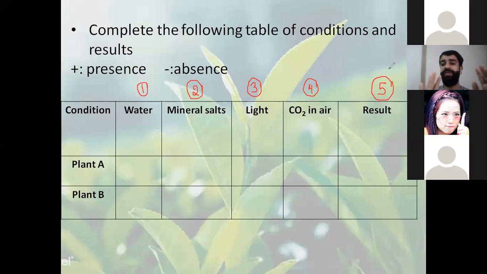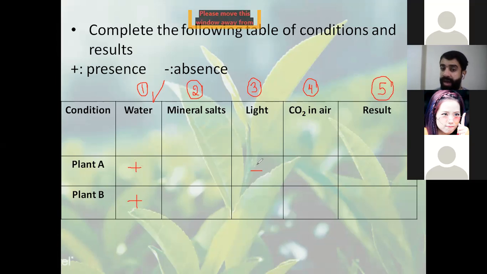So first, what is the variable factor in this experiment? Minerals, salt. Okay, so if I want to solve this, I put plus here and plus here, since water is present in both the plants. Also, light is present in both plants, A and B. Also CO2 is present in both plants. But what is the difference? Plant A contains no minerals. So what do I put? Minus. And here, plant B, plus. Very good. So this is regarding the variable factor in the experiment.